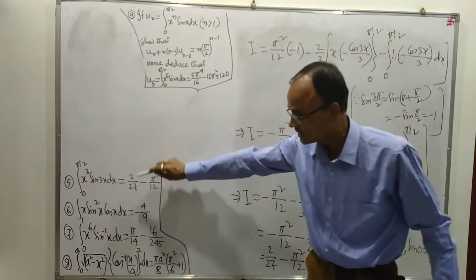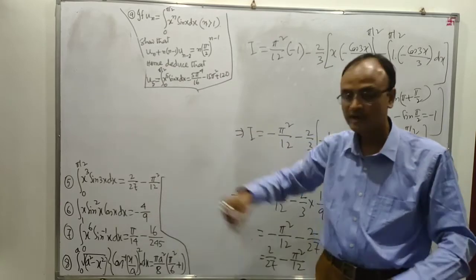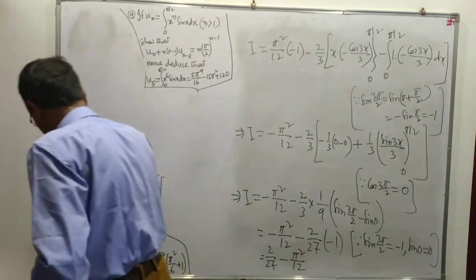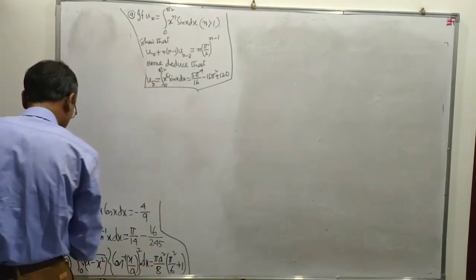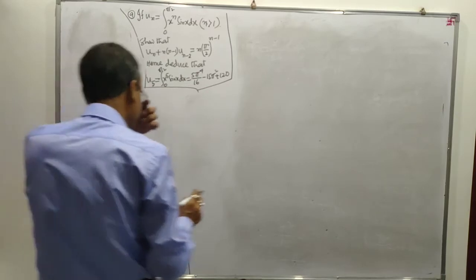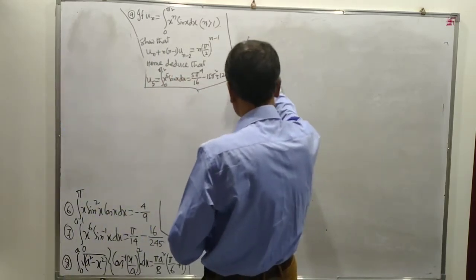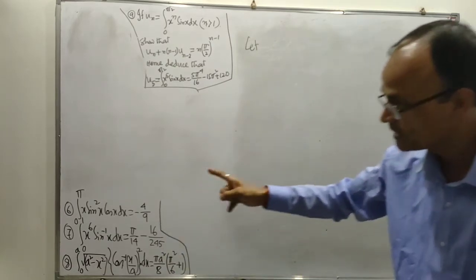You see 2 by 27 minus pi square divided by 12. We have proved number 5 also. Now number 6: I equal to integral 0 to pi. We are going to solve number 6.